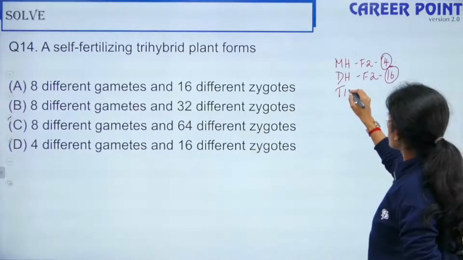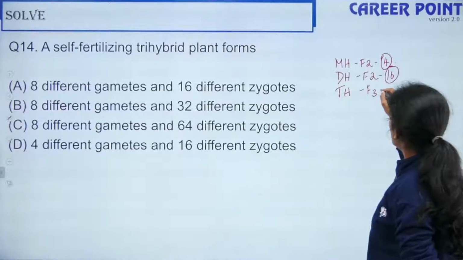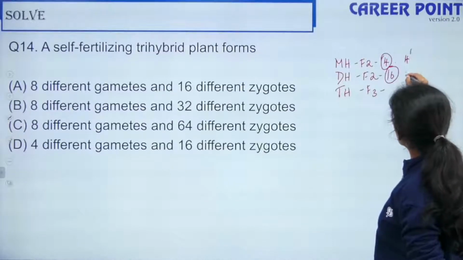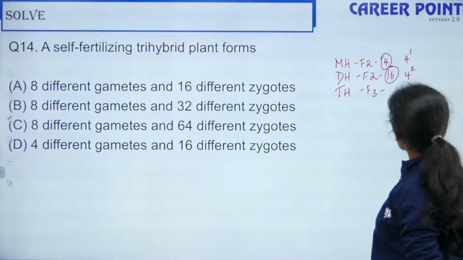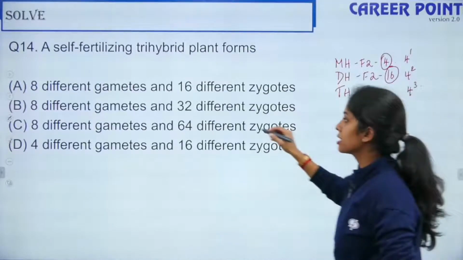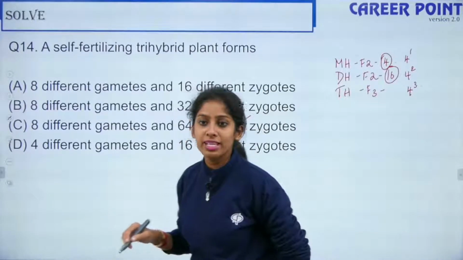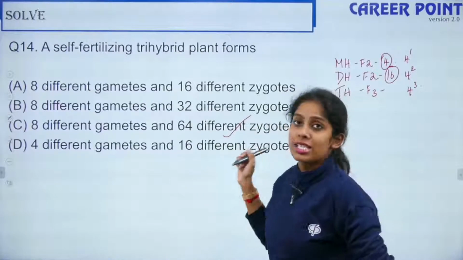So in a trihybrid cross, F2 would be, so what is this? 4 power 1, 4 power 2. So now 4 power 3. So what is 4 power 3? 64. So you have 8 different gametes and 64 different zygotes, right?